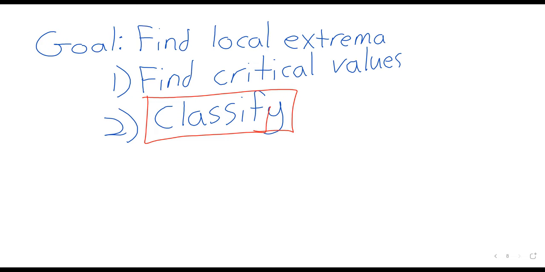Those critical values, are they local maxima? Are they local minima? Are they neither local maxima nor local minima? So our goal in the remaining 15 minutes is to give us some kind of method or technique for finding these, or rather for classifying these local extrema.